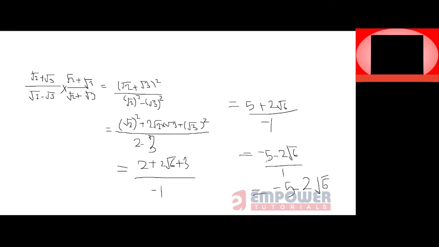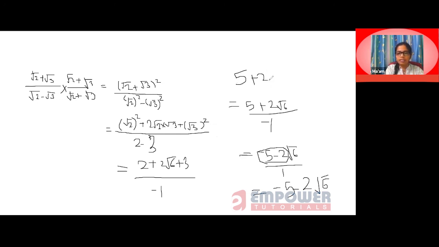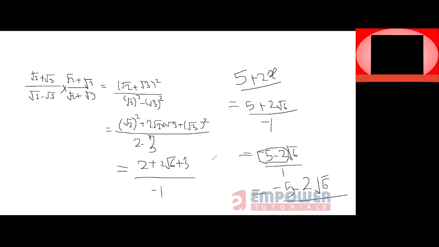You cannot add or subtract these two numbers. Why? Because this is not alone. It is something like 5 plus 2x. Can you add these two numbers? No, right? So this will remain the same. You cannot add or subtract these two numbers. This will remain as it is. So this is how you have to solve.